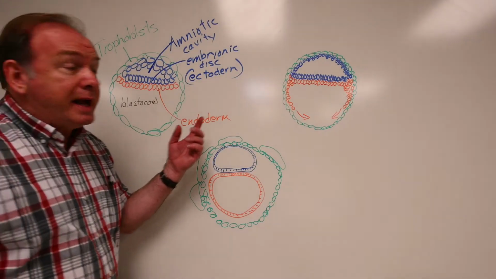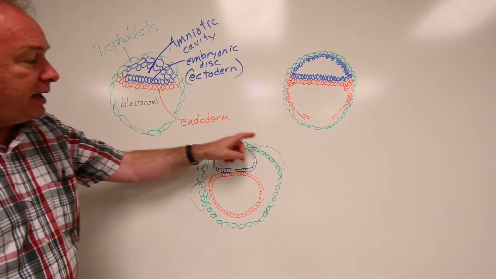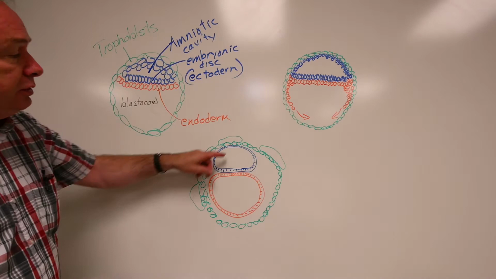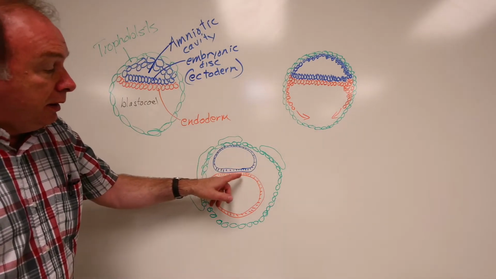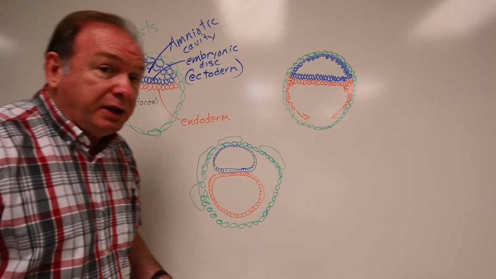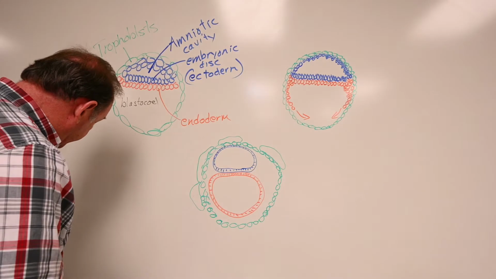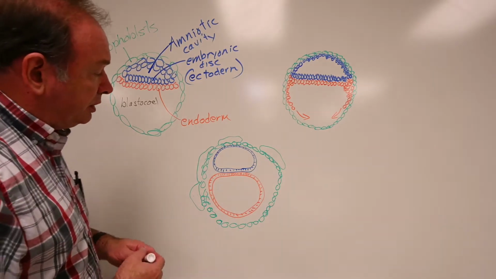So our next stage in the progression, the trophoblast layer is still on the outside in green, the ectoderm in blue, the endoderm in orange. In this case, we don't see any mesoderm shown anywhere on this yet, and that's going to be one of the next things we see in this illustration here.